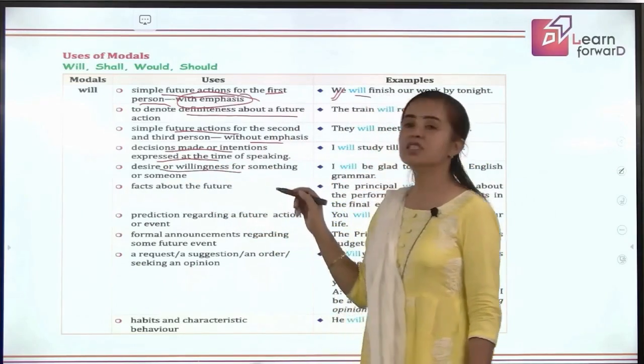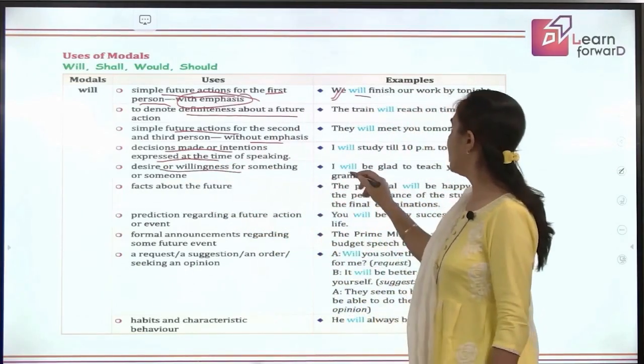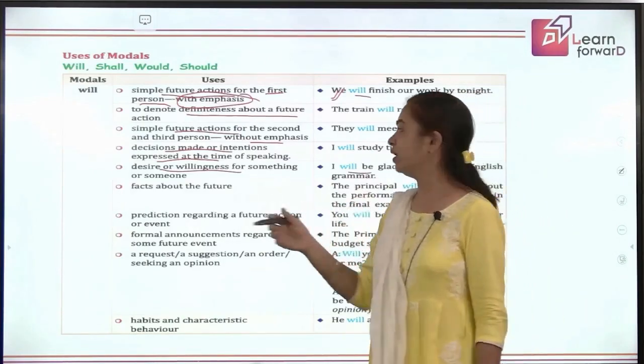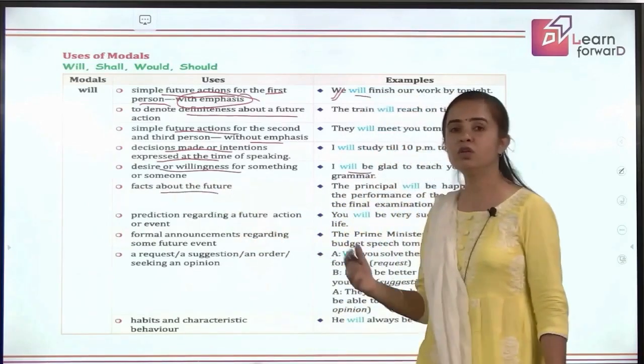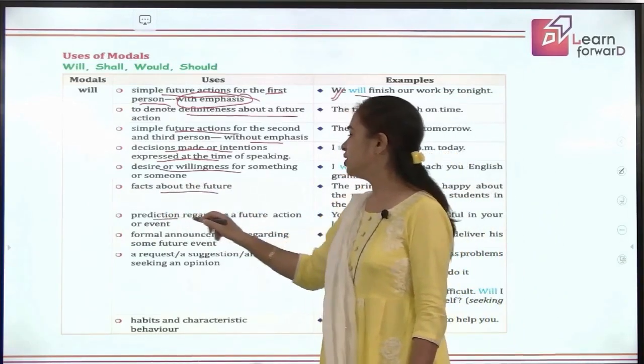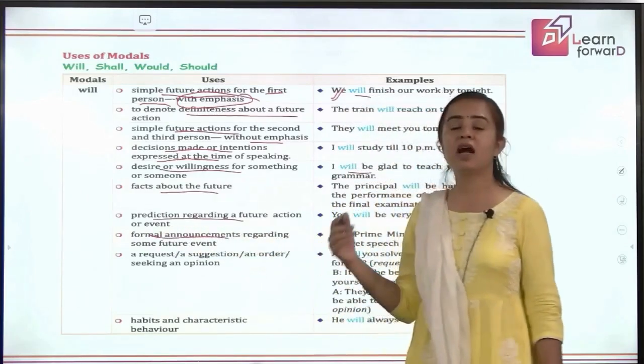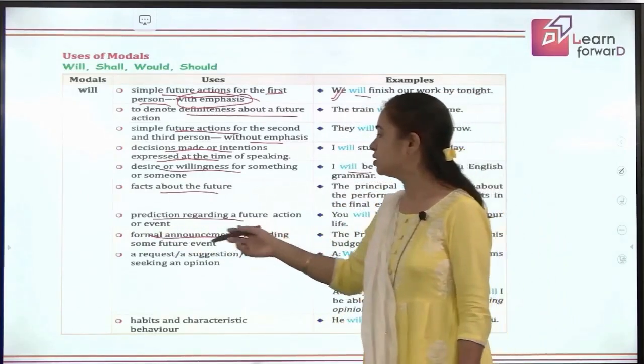Desire or willingness for something or someone, like I'll be glad to teach you English grammar. So this is my willingness. Facts about the future, when you simply refer to future facts. Prediction regarding a future action, when you are predicting. Formal announcements regarding some future actions, some events.